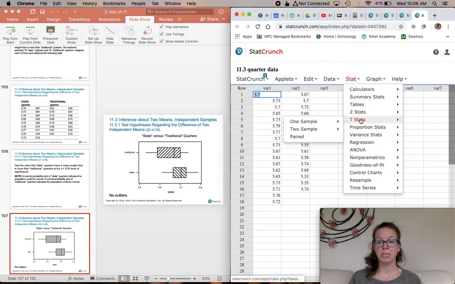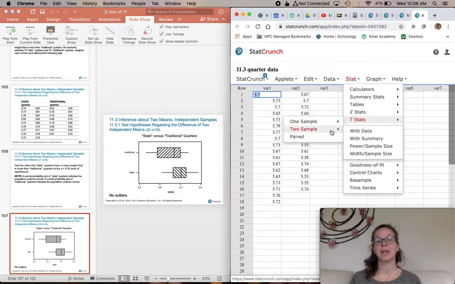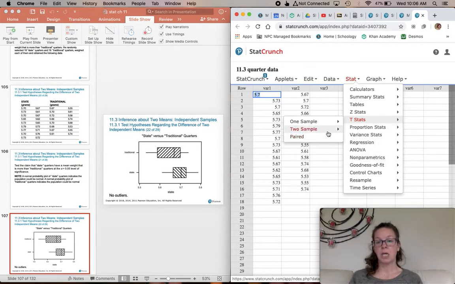So I'm going to choose t-stats because I'm talking about a mean here. I have two samples that are not paired up. So I'm just going to choose two sample. So yesterday, last lesson, 11.2, with the dependent, we chose paired. Here, it's just two samples independent of each other.